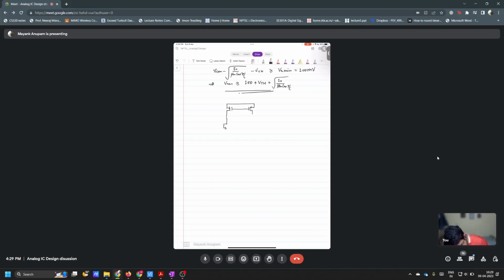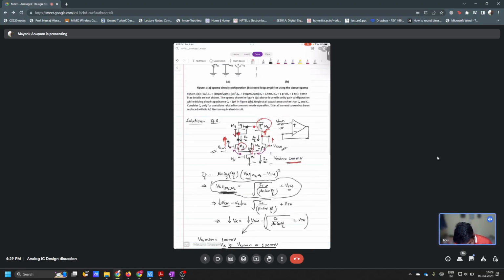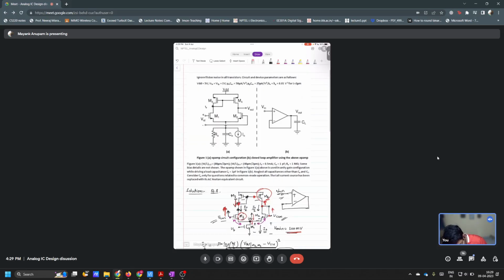If we consider the GDS of these transistors to not be equal to zero, in that scenario, just for the purpose of illustration, I was assuming that GDS is equal to 0. It's just a doubt. Does VD3 and the output, V out, have to be the same if GDS is not equal to zero? This is VD3, and V out should be the same as VD3, right?